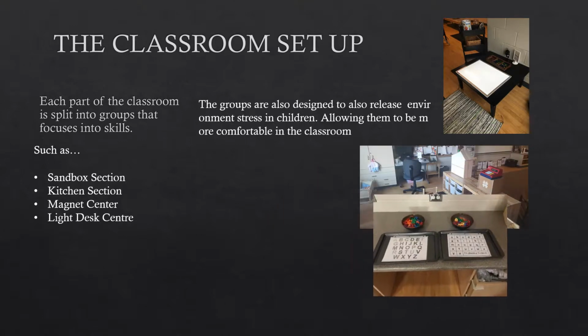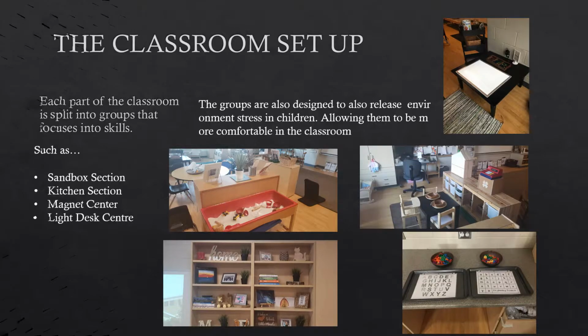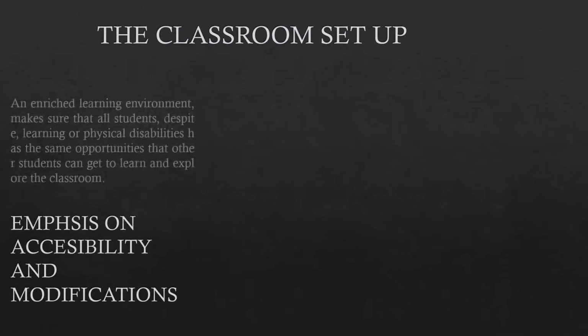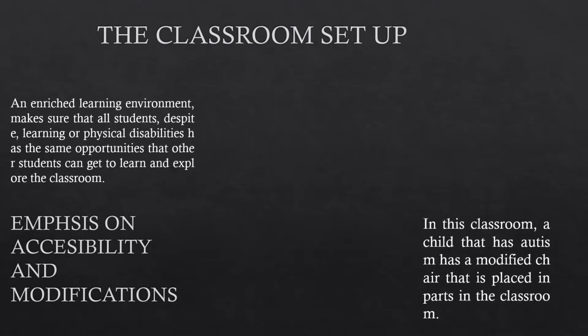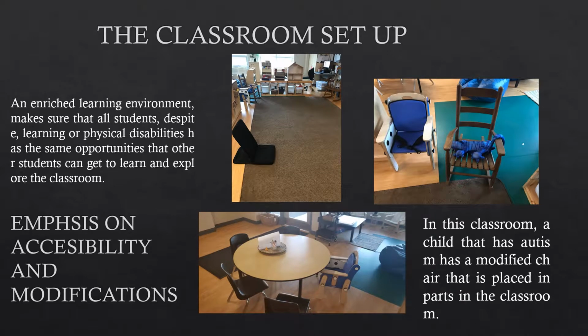An enriched learning environment makes sure that all students, despite learning or physical disabilities, have the same opportunities that other students have to learn and explore the classroom. In this classroom, a child that has autism has a modified chair that is placed in the different parts of the classroom. So as you look at the pictures, you can see that there are different areas again that allow for children to be the most comfortable in themselves and to have fun in a safe environment.